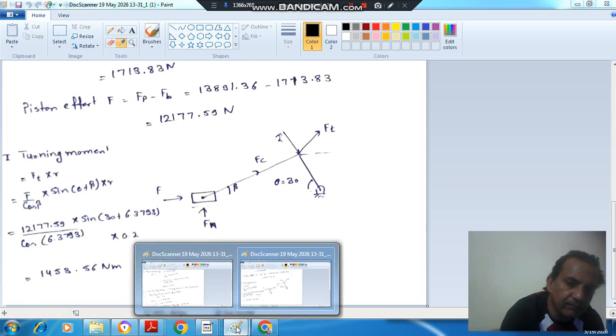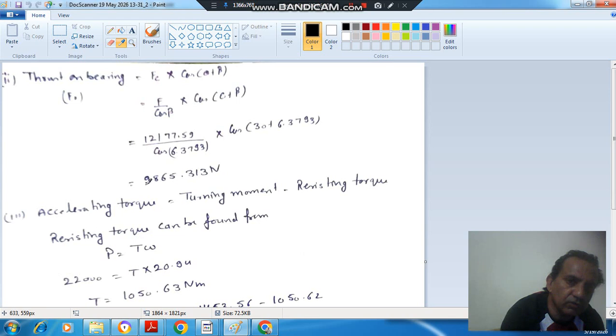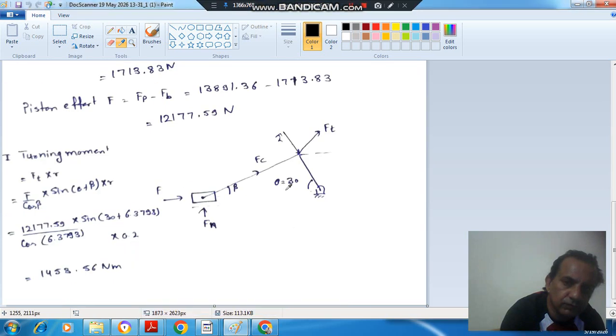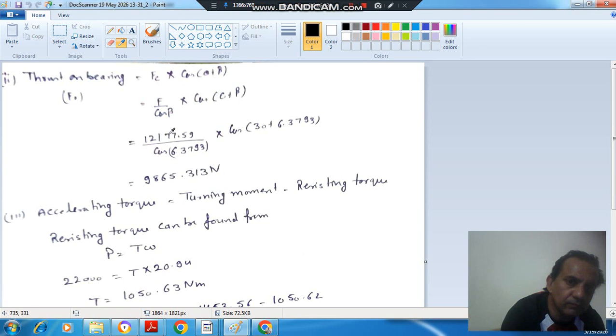Now the second part, thrust on bearing. This is the thrust on bearing Fr. The thrust on bearing is Fc into cos theta plus beta, and Fc is F by cos beta. Putting again the values of beta, theta, and F, we get thrust on bearing as 9865.313 newton.